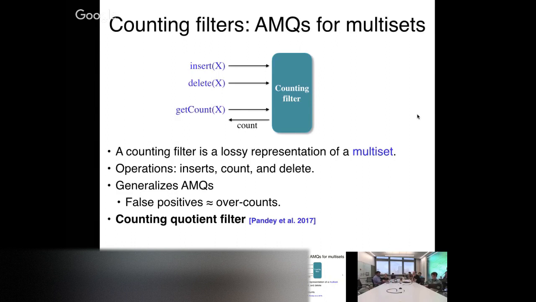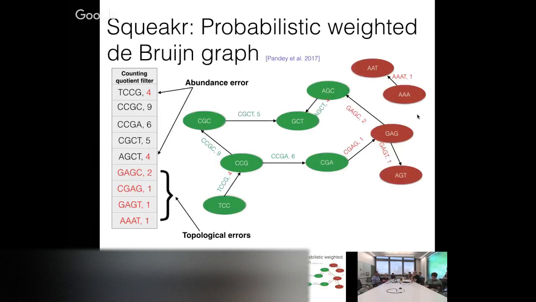And again, earlier this year, we had another paper at Bioinformatics where we showed that you can actually use a counting filter data structure to represent a weighted DeBruijn graph approximately, using a very small amount of space. However, one thing to note here is that now, along with the topological errors, as you had already seen in the approximate representation of a DeBruijn graph, we now have abundance errors as well. Abundance errors appear when 2 elements or edges in your input data set that do exist collide with each other, and result in the overcount of both the edges.